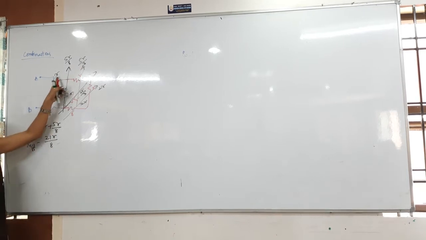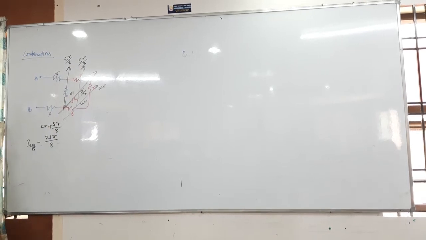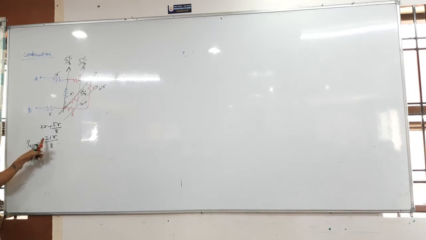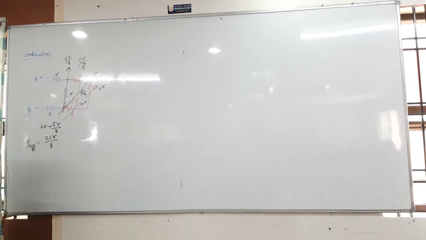That 5R by 8, this R and then this R, in which combination? Series combination. Totally how much will you get here? R plus R is 2R, and then plus 5R by 8, nothing but 21R by 8. That is what you will get. You need not draw the same circuits again and again, but you have to identify mainly what the trick here is. Clear? Next we will see a little complex circuit.